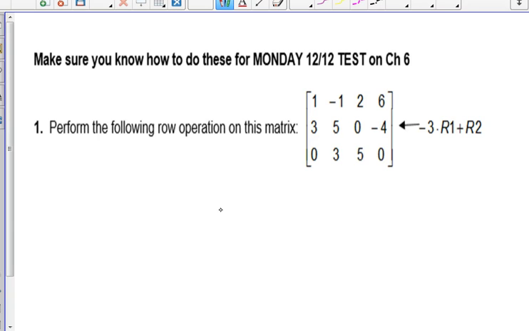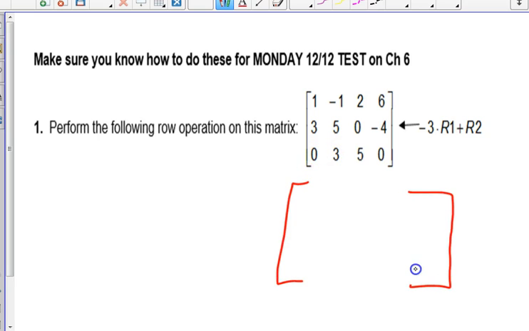I think it has 5. Okay? We'll do an example, but let's get through this. This is the stuff I'm worried about for Monday's test.